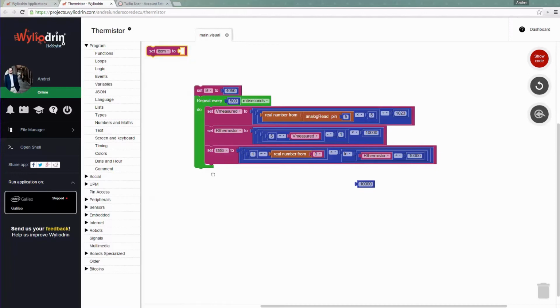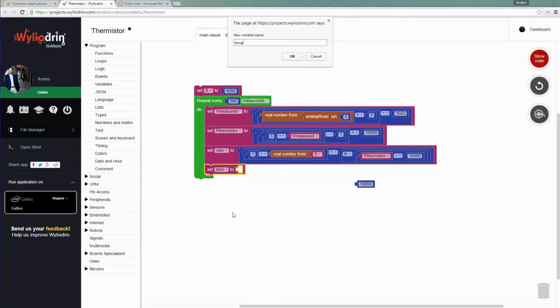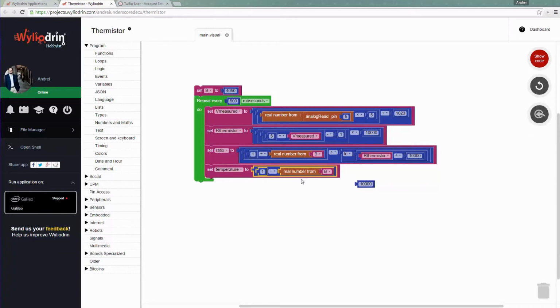Okay, now we can actually proceed to compute the temperature. So set a new variable called temperature. We also have a pretty complicated function here. So basically it's 1 over 298, which is 273 plus 25. That's the temperature in degrees Celsius at which the thermistor is calibrated. Okay, so that's 1 divided by 298.